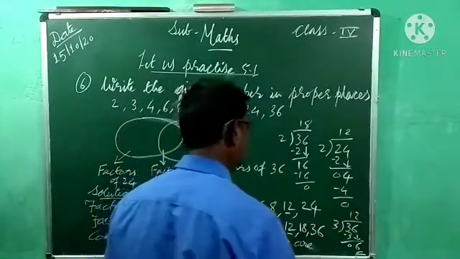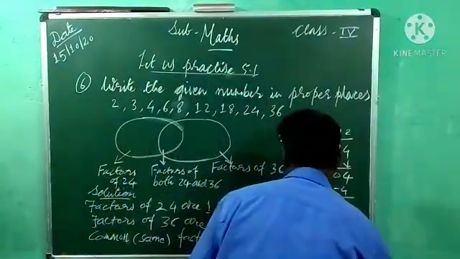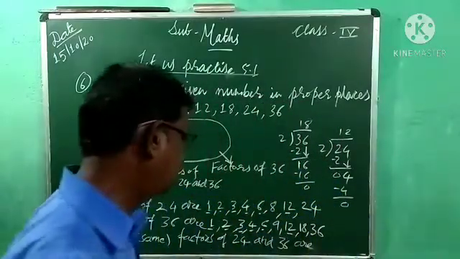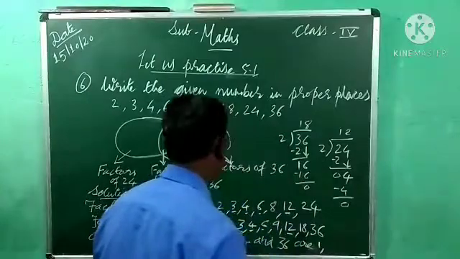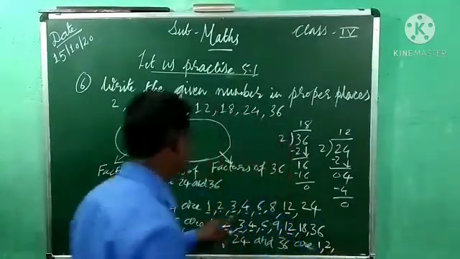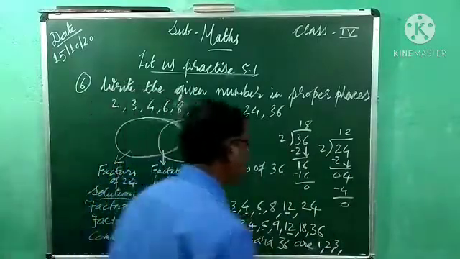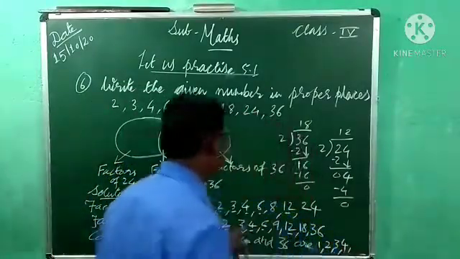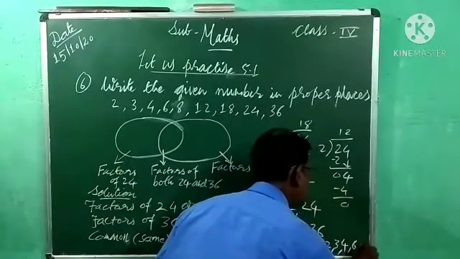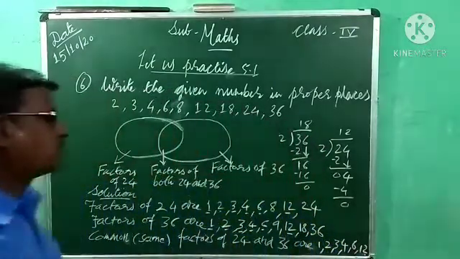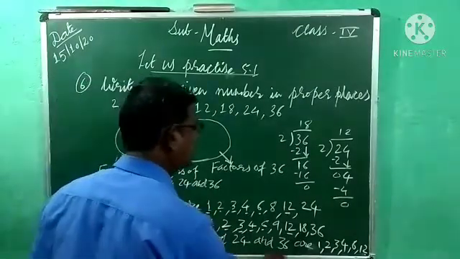So we can write here the common factors of 24 and 36, which we are getting as 1, comma 2, comma 3, after 3 comes 4, after 4 comes 6, and lastly we are getting 12 also. So these are the common factors of 24 and 36.